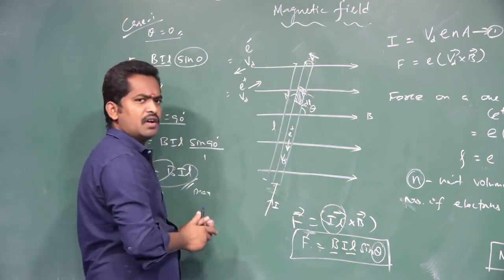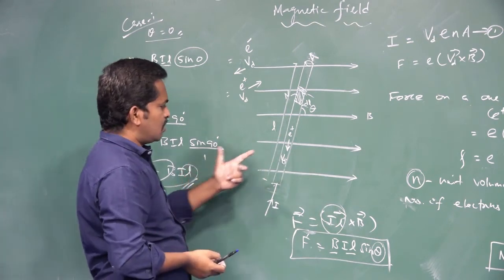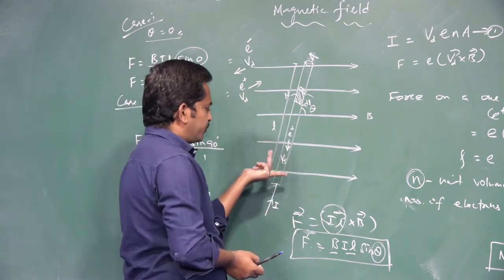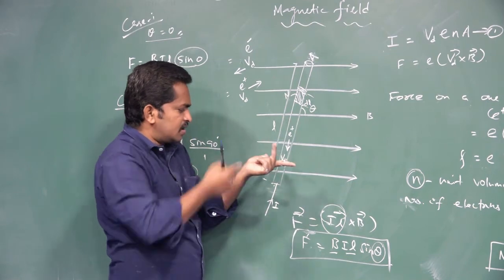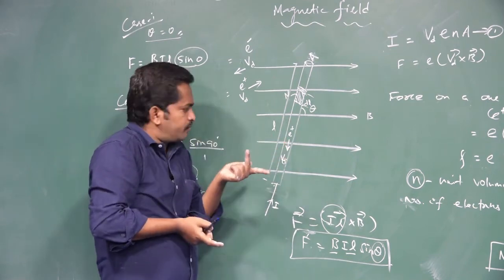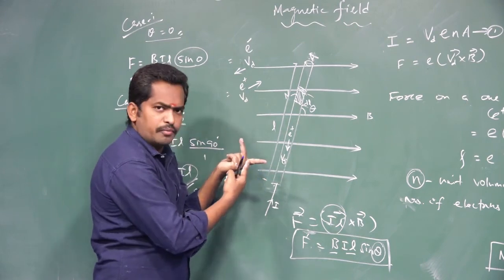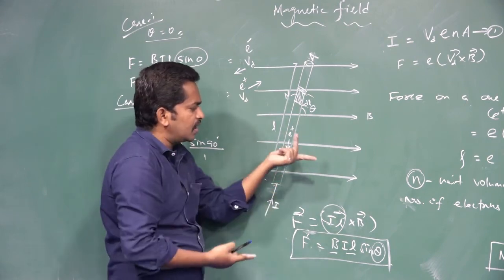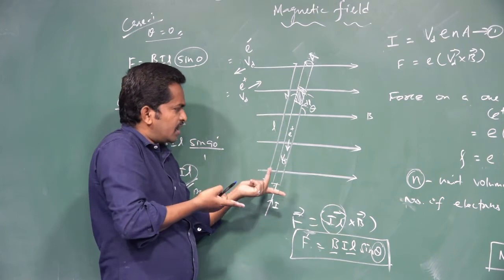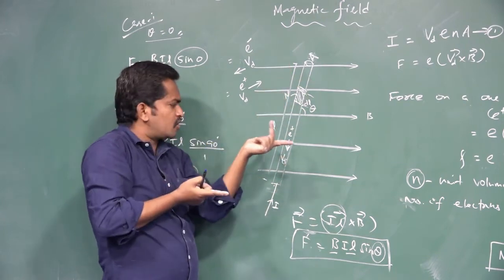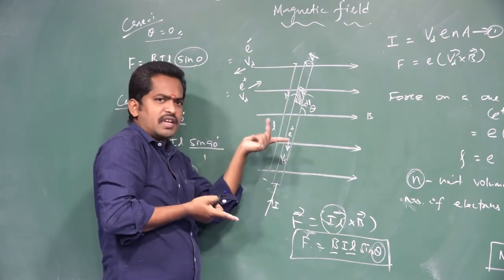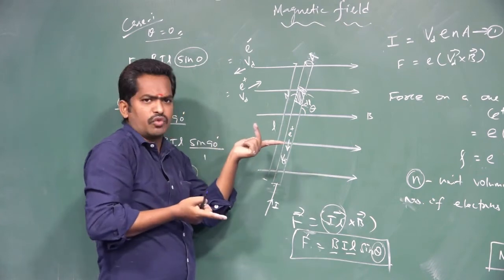This is very important. Now Fleming's left hand rule: this is the field direction, this is the current direction. The forefinger points the direction of field, the middle finger points the direction of current, and the thumb points the direction of force. Inwards direction. The force direction is inwards.